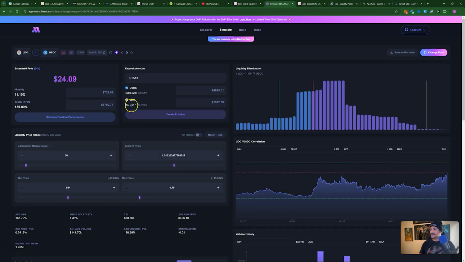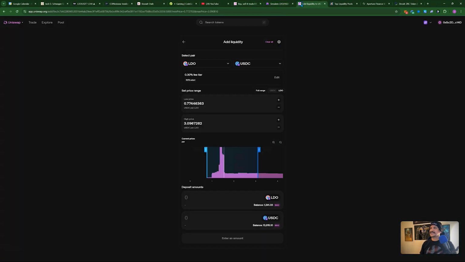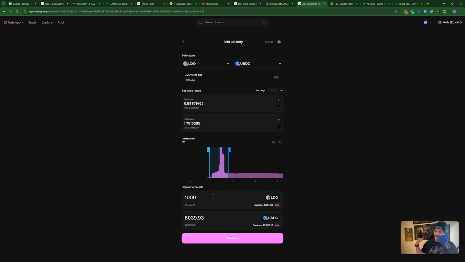Coin, and I want to pool 997 Lido, right? Just like 1,000 Lido. We'll just take 1,000 of my Lido and LP it. So I'm going to go 0.90, right? 90 cents to $1.75. Boom. There we go. Perfect. I have a little bit of upside, but I will be buying the dip all the way down to 90 cents with 6,000 USDC. And that's about it, man.